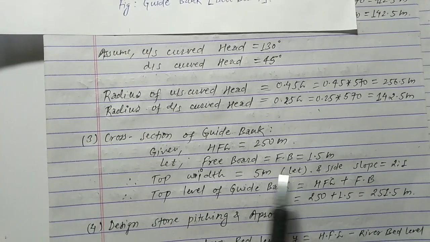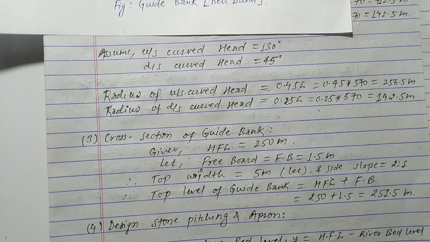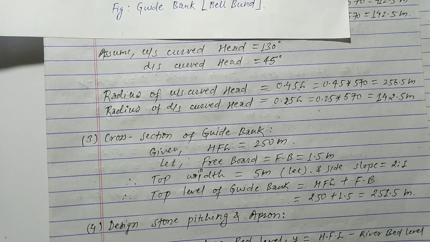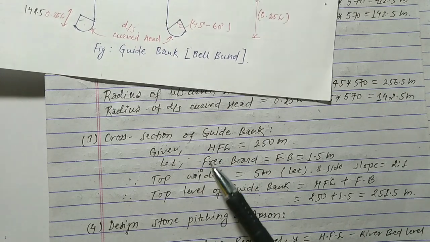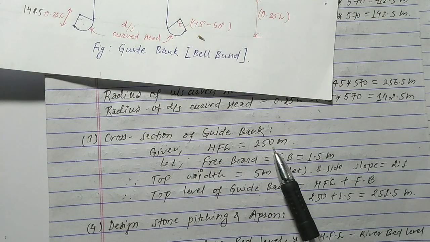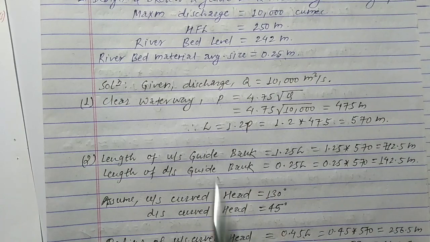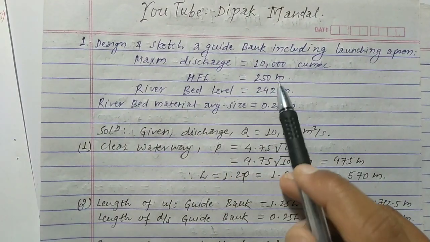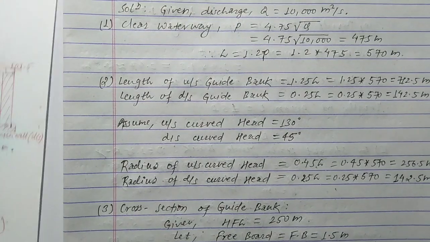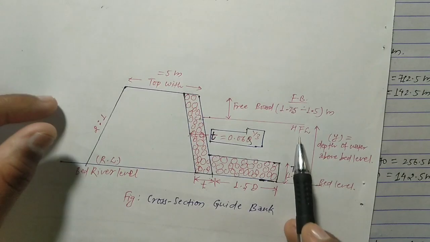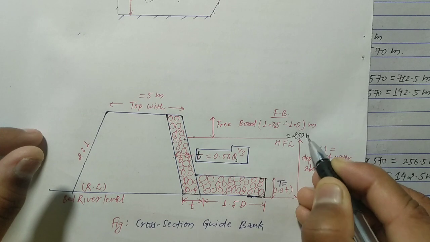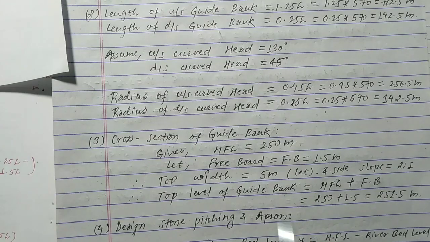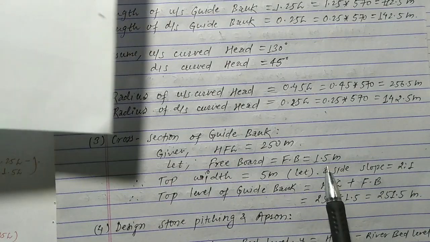Okay, now in the third step we have to calculate the cross section of the guide bank. Okay, and for this it is already given in the question that the high flood level is equal to 250 meter. You can see here, high flood level equal to 250 meter. Okay, this is the high flood level given in the question, 250 meter. Okay, and let freeboard be equal to 1.5 meter.